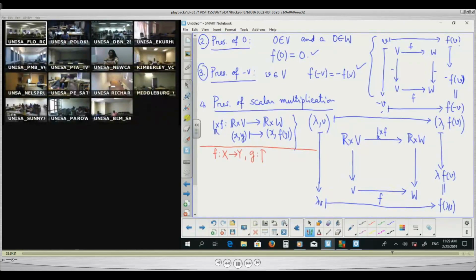Okay? Then from the Cartesian product of the domains to the Cartesian product of the codomains, we have this map which we write as f cross g, and what does it do? It takes a pair and takes me to f(x) and g(y). So it takes the pair, evaluates by f and g respectively, and gives me the answer.